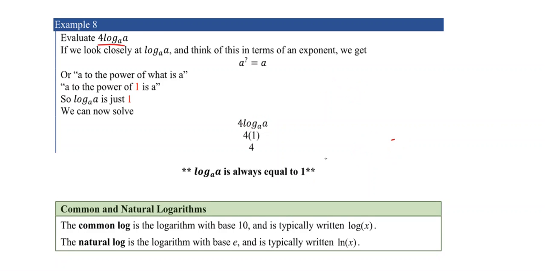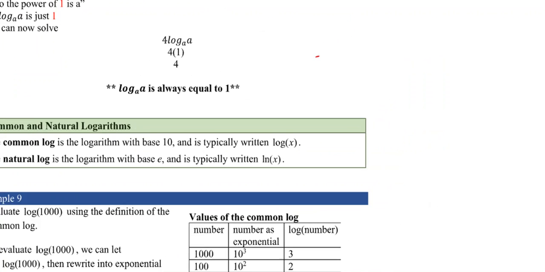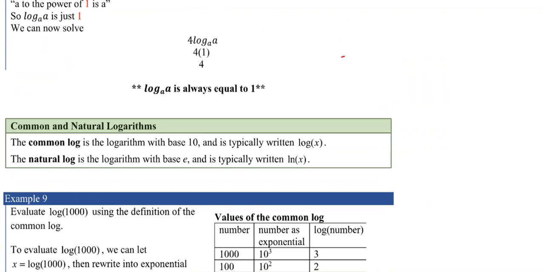All right. Now, common and natural logarithms. Let's do a common log first. The common log is a logarithm with base 10 and is typically written as just log of x. So what I've been doing so far, let's say if I had something written like 10 to the power of x is equal to 40 or something like that. Now, instead of rewriting this as log base 10 of 40 is equal to x, what we do instead is we just don't write the 10.